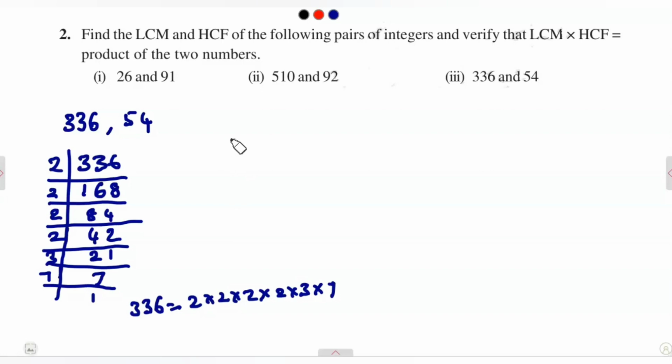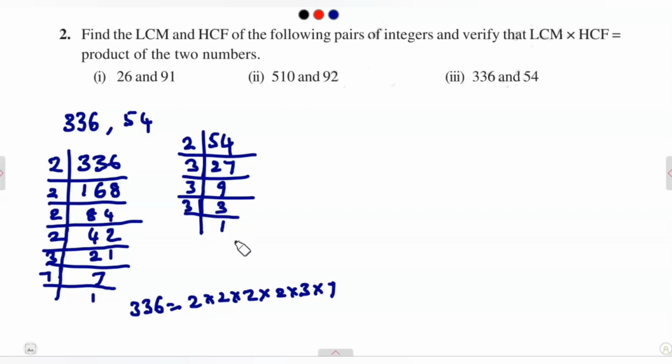Next, let's find the prime factorization of 54. 2 table, 2 2s are 4, 1 remainder, 2 7s are 14. Next, 3 table, 3 9s are 27. Again take the 3 table. Always use prime numbers only. Next, 3 ones are 3. So 54 is equal to, I'll write on the top, 2 into 3 into 3 into 3.